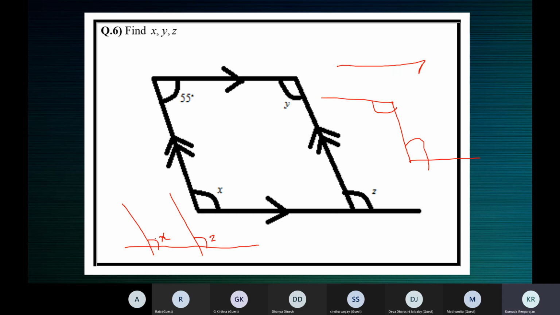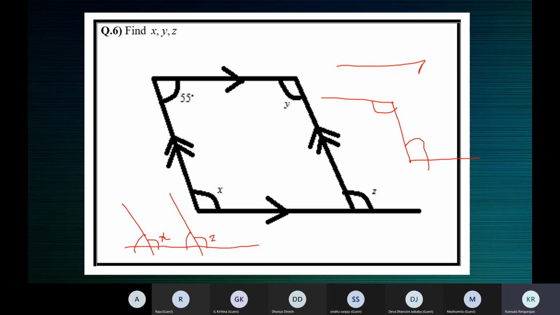Corresponding angles are equal. You can see it here. Corresponding angles lie on the same side of the transversal, and both of them should lie below the lines or above the lines. So you can see that X and Z lie on the same side of the transversal, and both of them are below the parallel lines. They're not above. These positions are above the parallel lines.